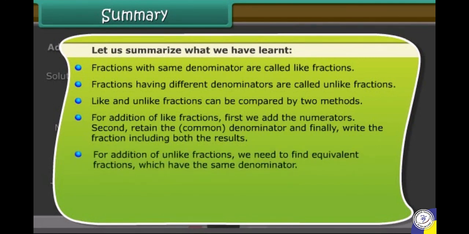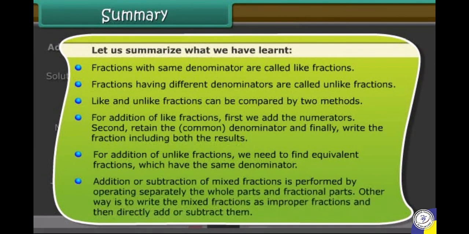For addition of unlike fractions, we need to find equivalent fractions which have the same denominator. Addition or subtraction of mixed fractions is performed by operating separately on the whole parts and fractional parts. The other way is to write the mixed fractions as improper fractions and then directly add or subtract them.